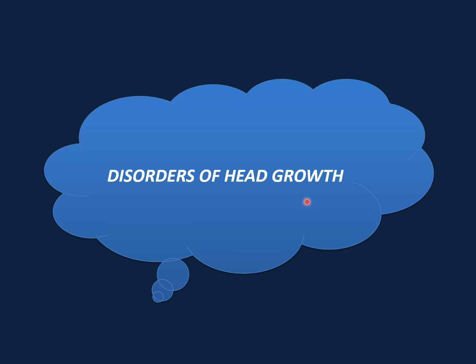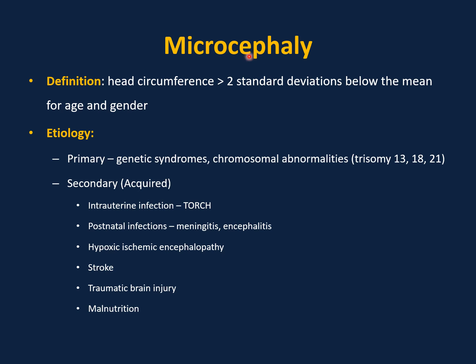Disorders of head growth. Microcephaly is head circumference more than 2 standard deviations below the mean for age and gender. Causes: primary and secondary. Primary is genetic syndromes, chromosomal abnormalities, for example trisomy 13, 18, and 21.